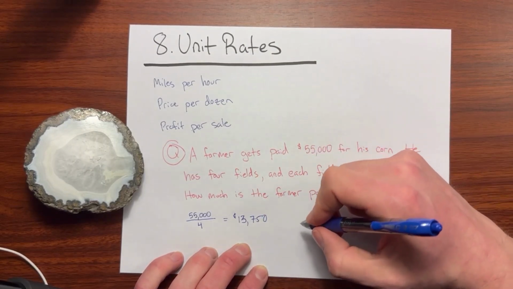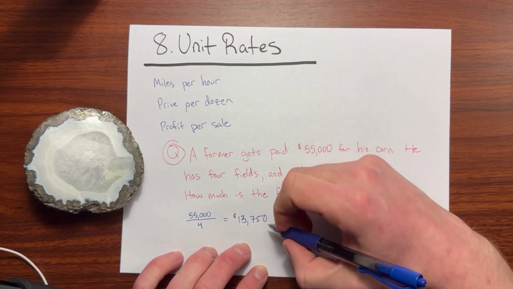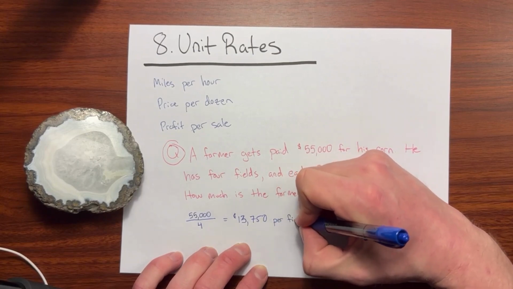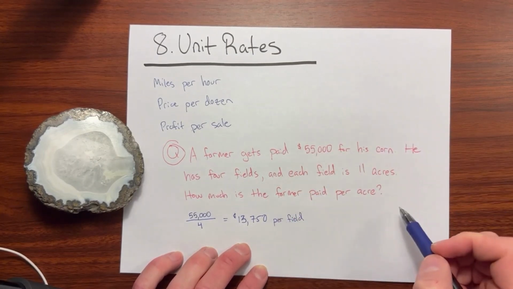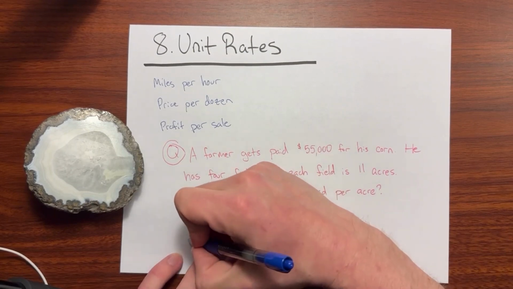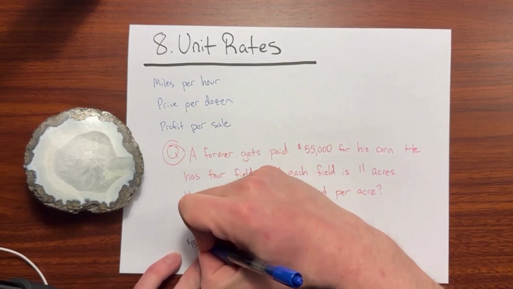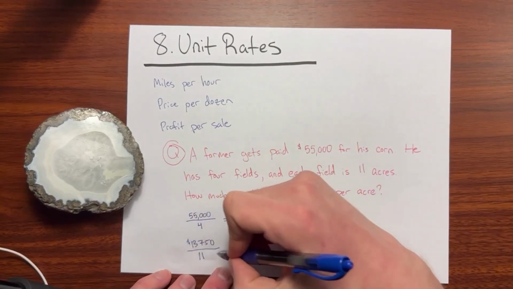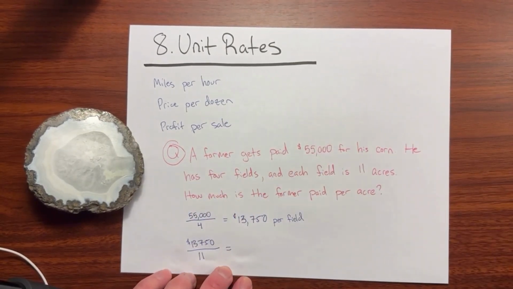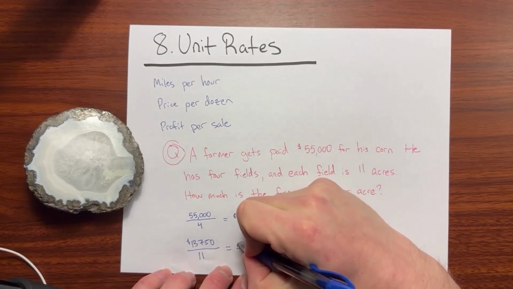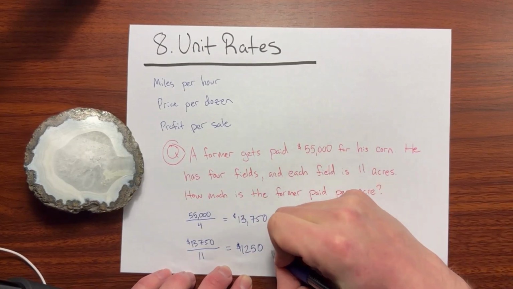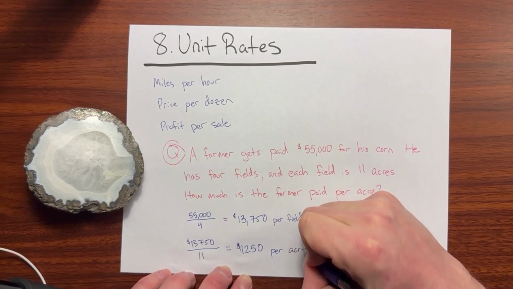Yes. And so that would be $13,750 per field, but the question is asking how much is he paid per acre. So we continue down this road with 13,750 divided by 11 acres, and I'll need to bust out the calculator for this one. So we end up with $1,250 earned on the corn per acre.